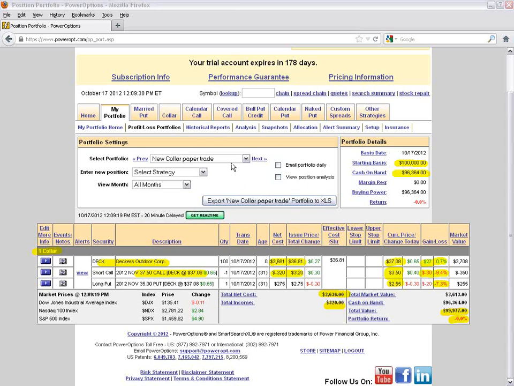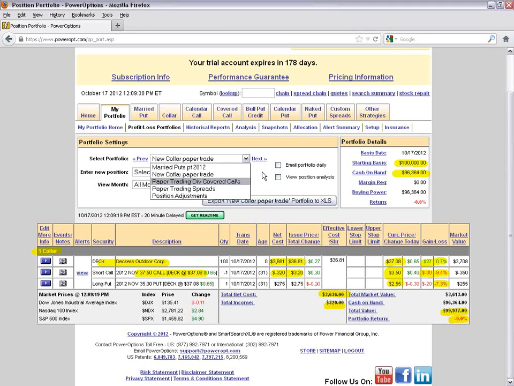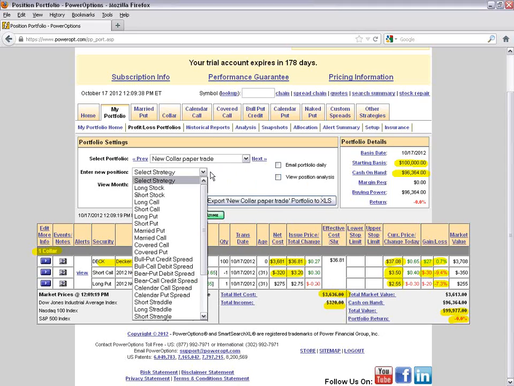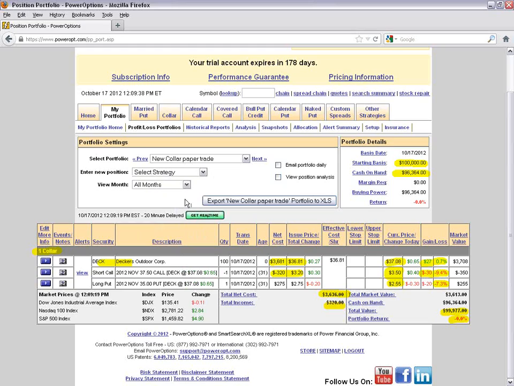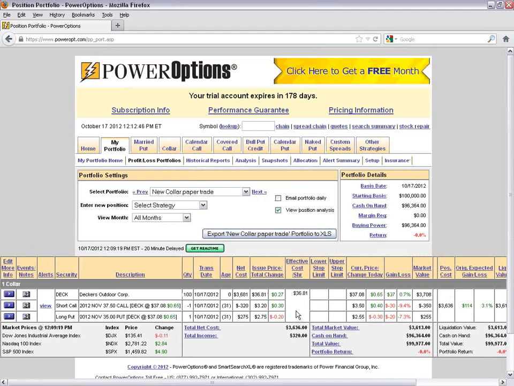Up at the top here, where we can toggle between our different portfolios, we can select to enter a new strategy. We'll do that in just a moment. We can view months. Over here on the right, we also have a checkbox for Email Portfolio Daily and View Position Analysis. In all my portfolios, I prefer to check that box for View Position Analysis. This does add 6 more columns into our display, stretches the screen a little bit.